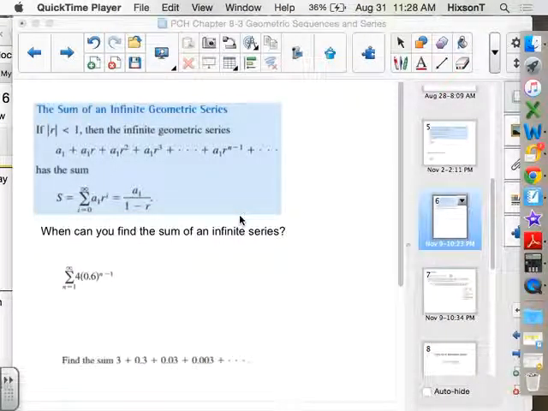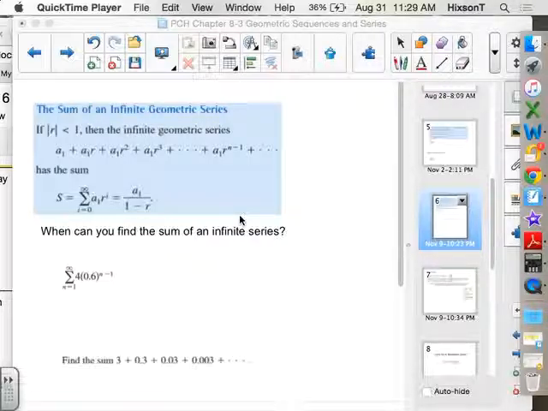Alright, so we're finishing up 8.3, looking at the infinite geometric sequence. You can see here we have the terms of a geometric: a sub 1, a sub 1 times r, a sub 1 times r squared, times r cubed, and so on. We're multiplying by r every term, and it goes on infinitely. There are certain cases where we can find the sum of that entire infinite sequence.